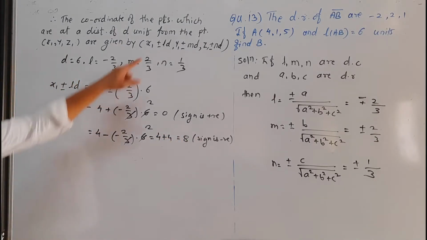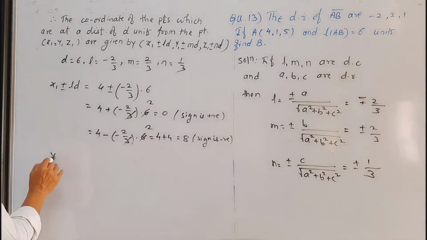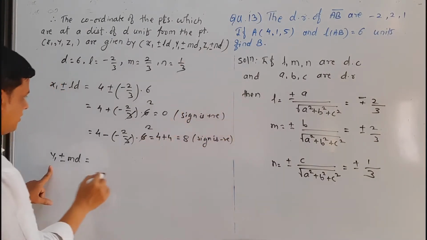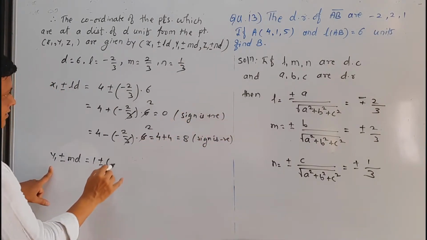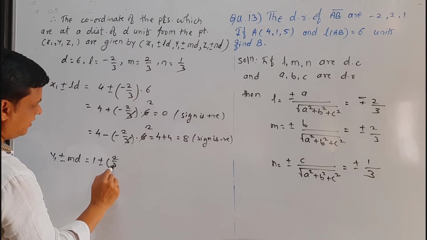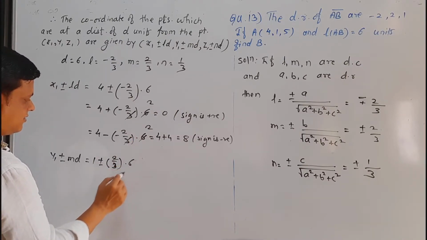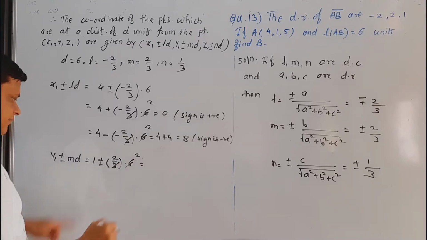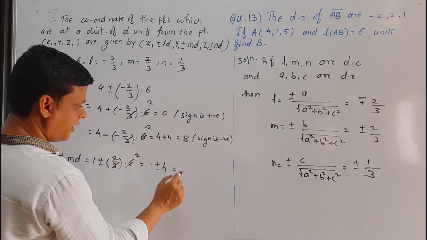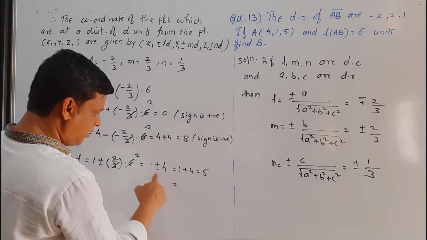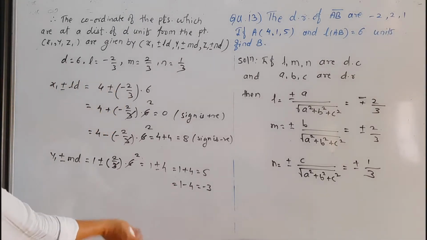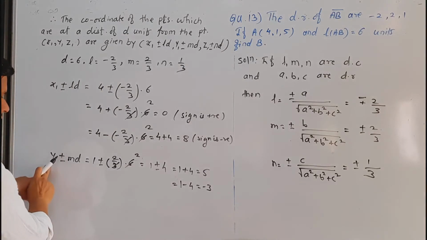Now we have to find y1 plus or minus md, which is equal to, y1 is 1. So we write 1 plus or minus, the value of m is 2 by 3, and d is 6. So we write this as 1 plus or minus 2 into 2 is 4. So when we consider the plus sign, we get 1 plus 4 equals 5. When we consider the minus sign, we get 1 minus 4 equals minus 3. So this is the value for y1.